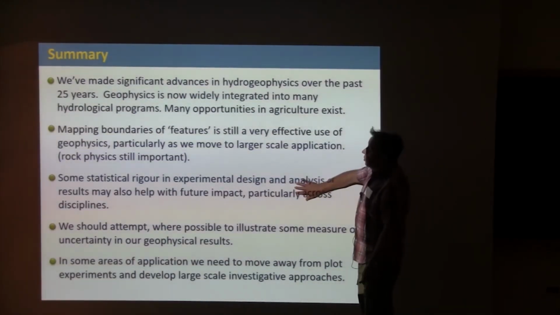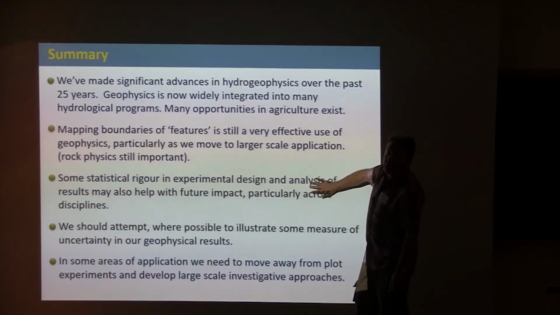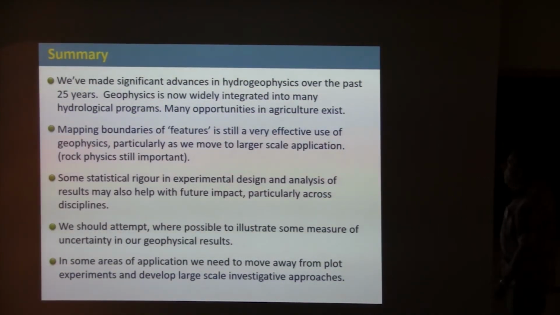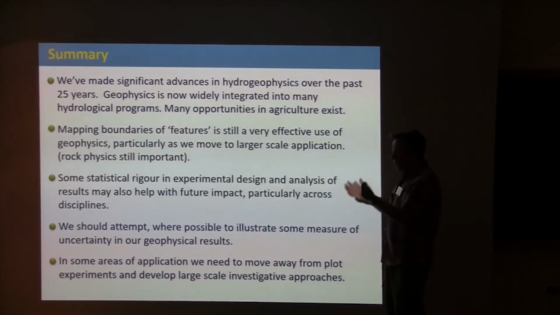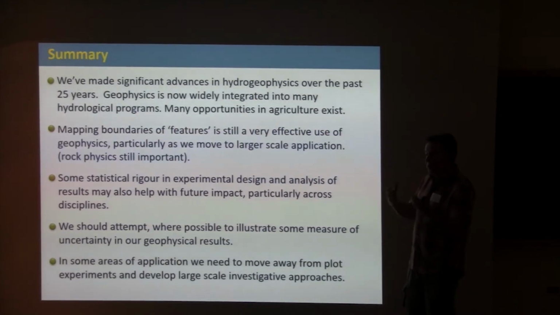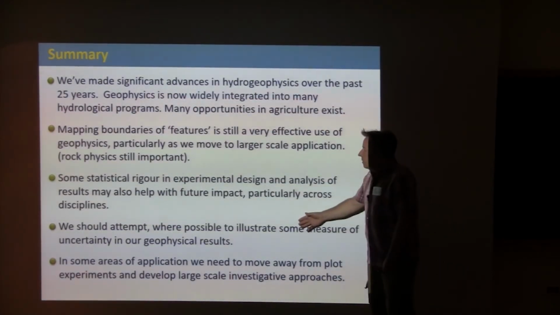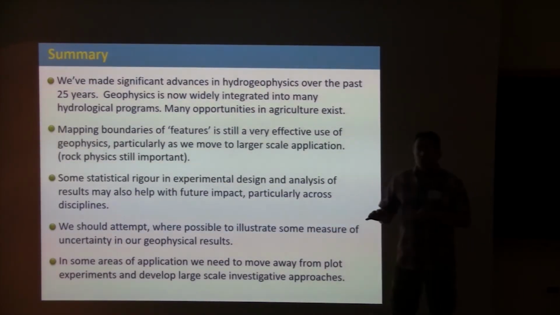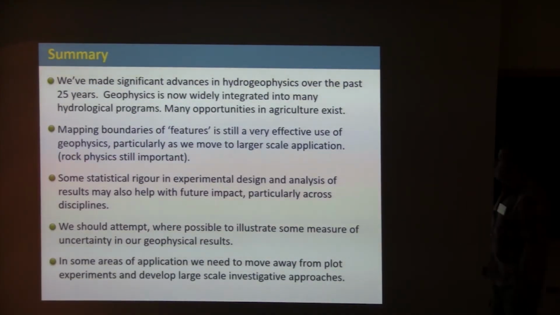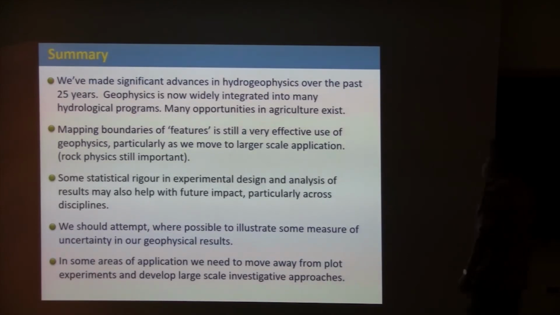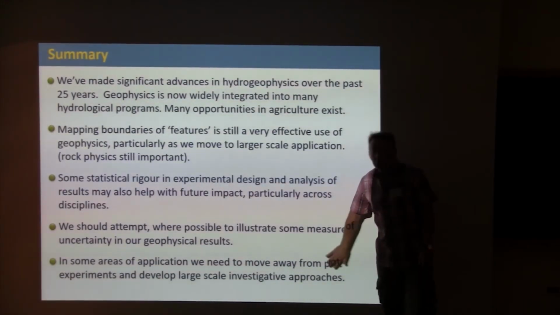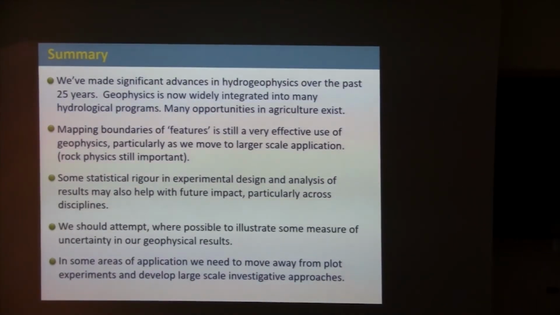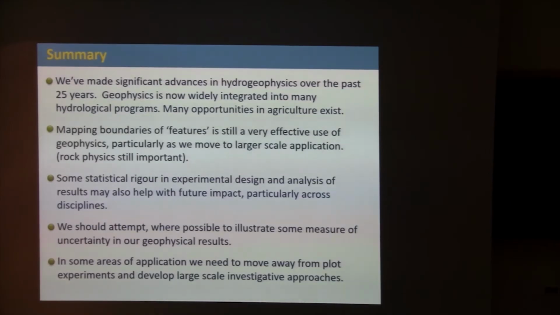I think in some cases we need a lot more statistical rigor, particularly as we want to increase the impact and move to applications in an interdisciplinary context. As I said, my background was looking at uncertainty in hydrological models and using geophysics to constrain uncertainty. In hydrology there's an acceptance of uncertainty. In near-surface geophysics, there's less appreciation of that, and I think there needs to be more of it to illustrate these fuzzy images and what they actually mean, or what they might not mean. And we've been doing a lot of plot experiments, and I think there's a need to move to taking these to some larger scale investigations.